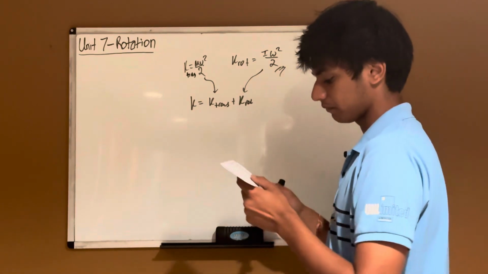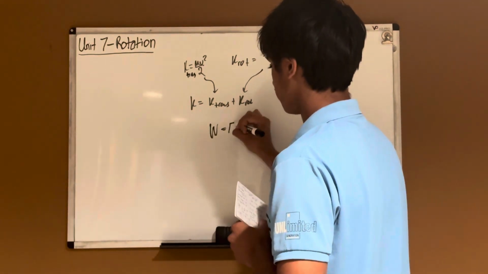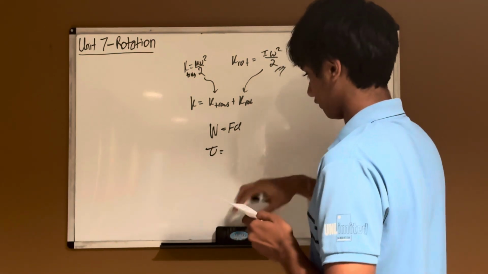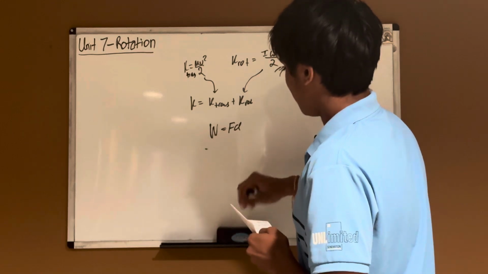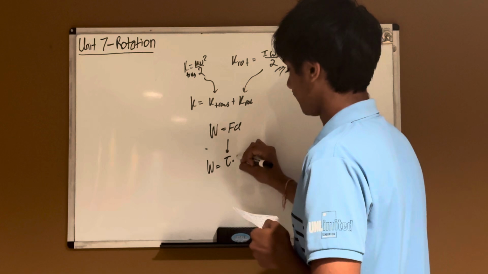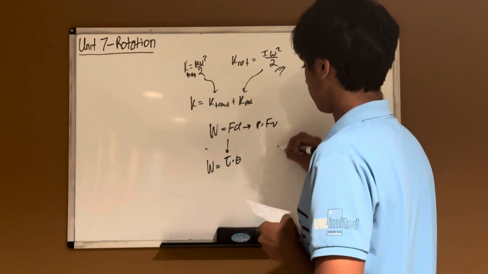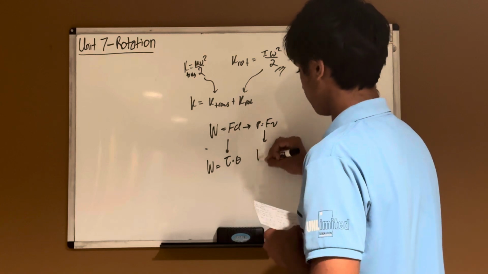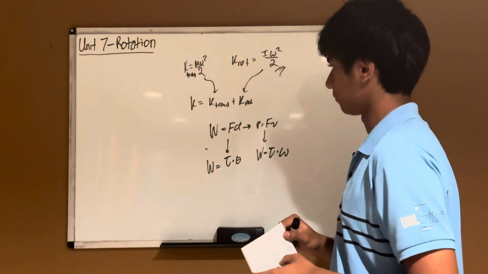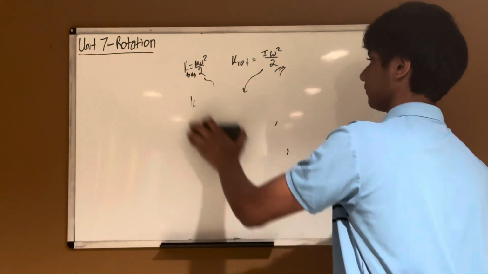I guess one more thing. So we have the formula work equals force times distance, right? In rotational terms, work is given by torque times theta, and then power, right? Power is equal to force times velocity, and that's given in rotational terms by torque times angular velocity. Okay, great. Now let's do some practice problems with this.